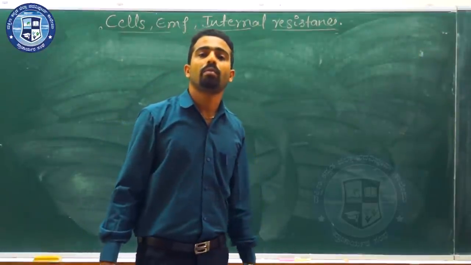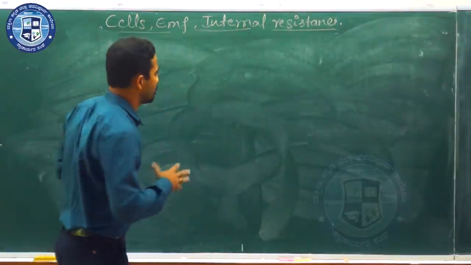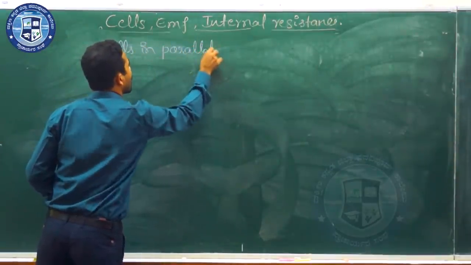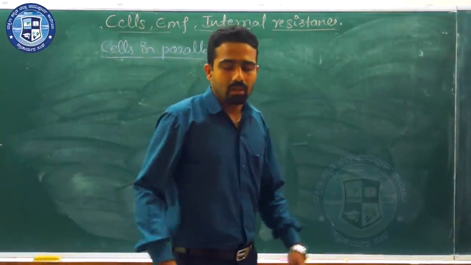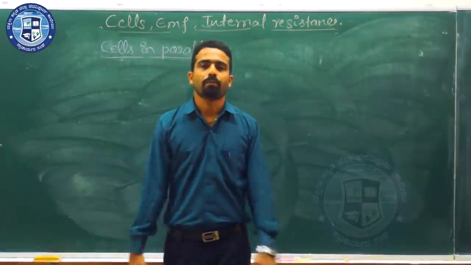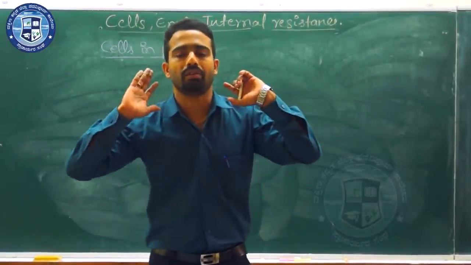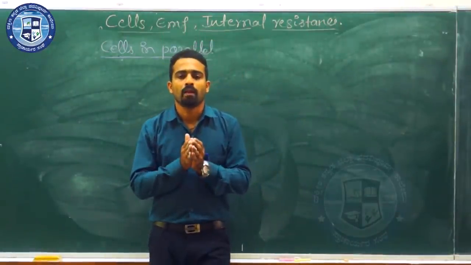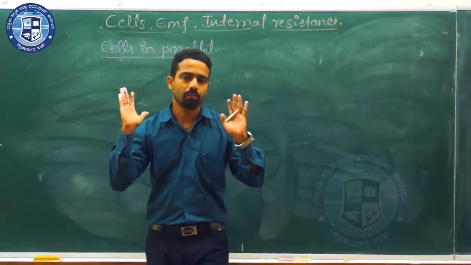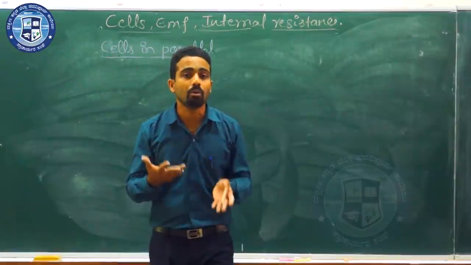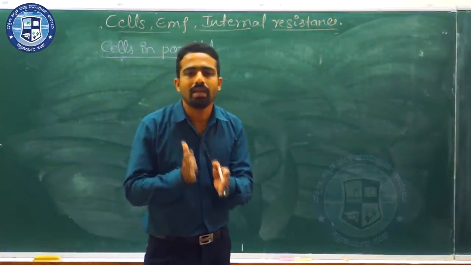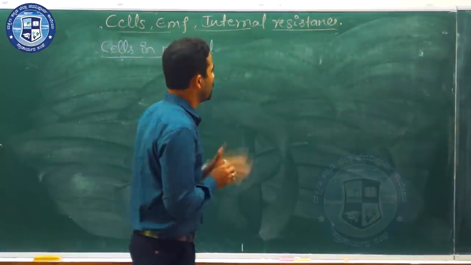Now let's see another combination of cells, that is the parallel combination of cells. So cells in parallel. How can we connect two cells in parallel? For example, let me give an example. If there are two buses traveling in one straight line in the same direction, then you can say they are moving parallelly. That means something has to be adjacent, and they should move in the same direction. If the two buses are moving in opposite directions in a straight line, then that would be anti-parallel. Okay. So parallel means you should take two components side by side, and something has to flow in the same direction.